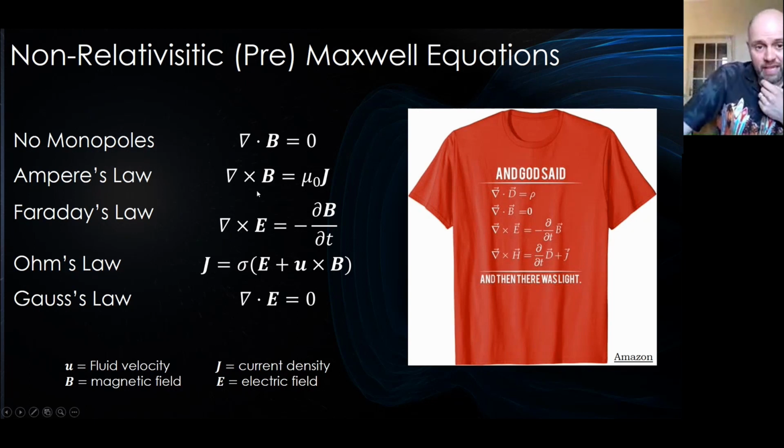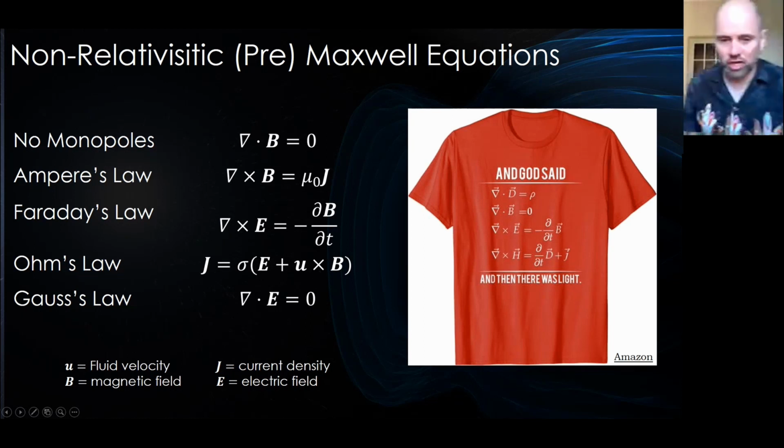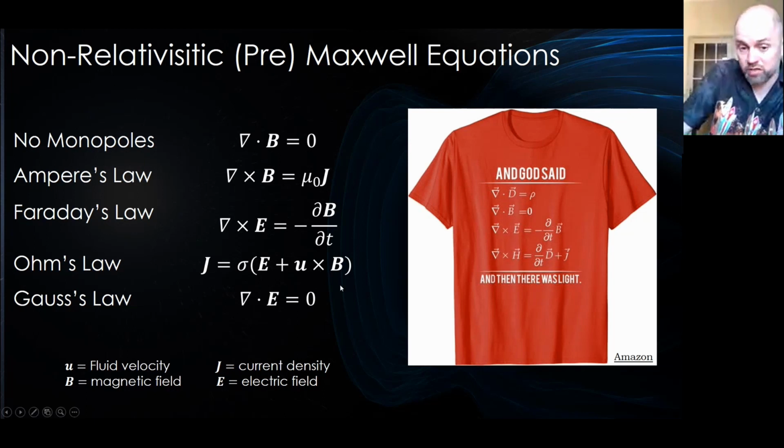Ampere's law says that circulating magnetic fields are generated by electric currents, J. Faraday's law says that time-varying magnetic fields are generated by circulating electric fields. Ohm's law is an empirical relation between the electric current density, the electric field, and this thing U cross B, which is the current that's being generated by the fact that the electrical conductor is moving at a velocity U. And Gauss's law, in this particular limit, reduces to the divergence of the electric field being 0.